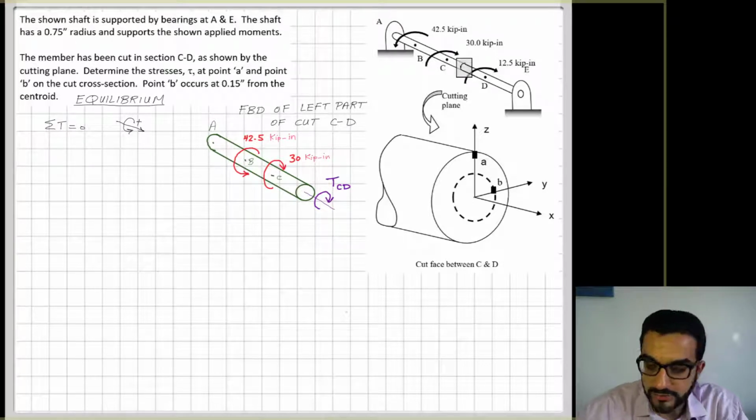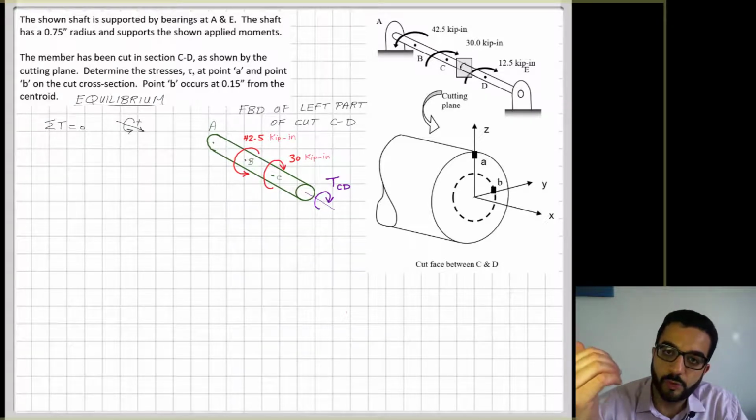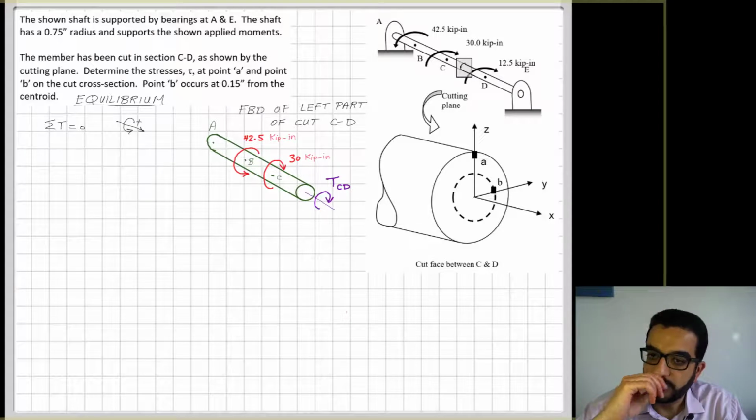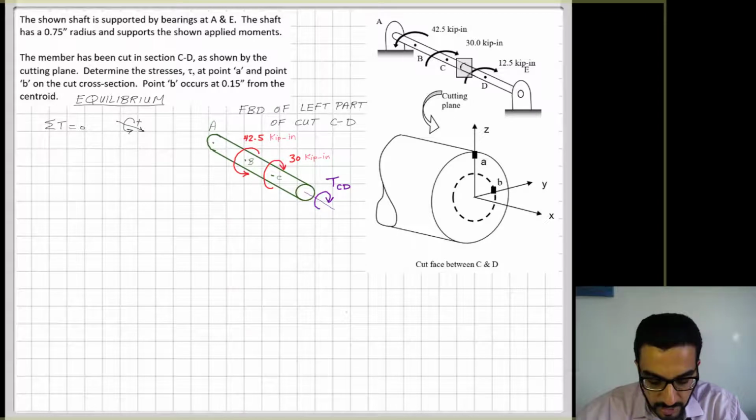And I will analyze here the equilibrium to figure out what is the value of this internal torque, and I will assume the positive direction as shown. So I'm assuming the axis is going out of the section, and using my right hand rule to figure out the positive moment or torque around this axis. My thumb is pointing to the positive of the axis, and the rest of my hand is rotating around my thumb. That's the positive direction of the moment.